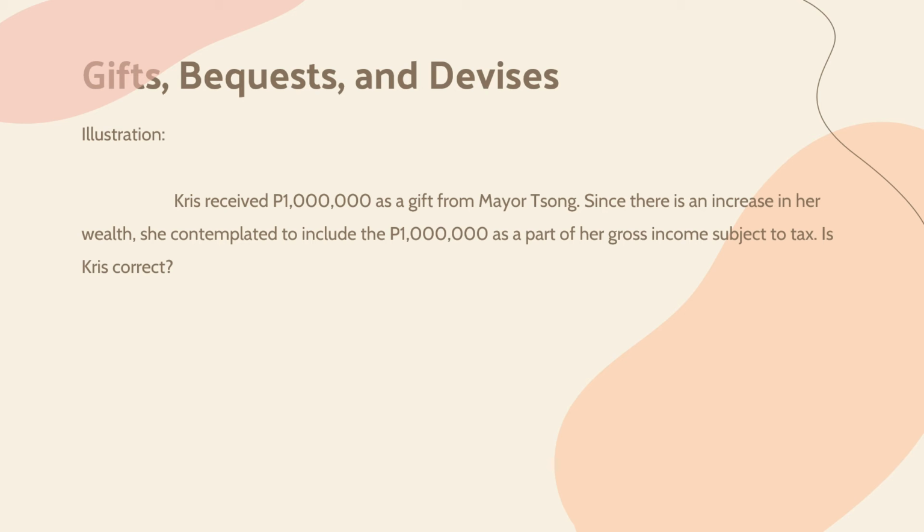So, is Chris correct? The answer is no, because Chris should not include the 1 million pesos in her gross income for tax purposes, because the 1 million pesos is a gift. It is excluded from income tax. The 1 million pesos, on the other hand, is subject to donor's tax, which Mayor Chong must pay.